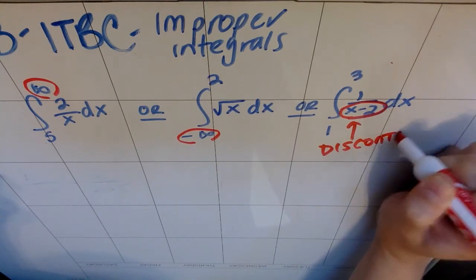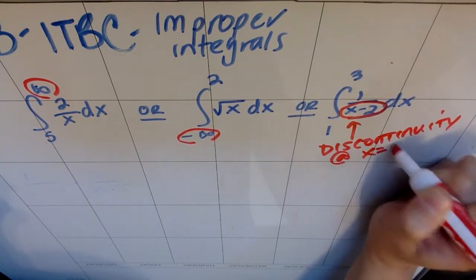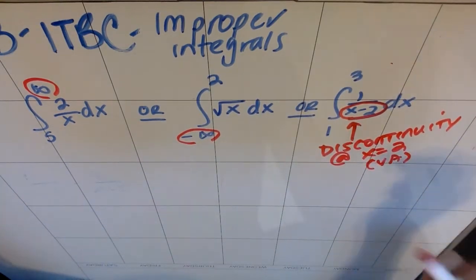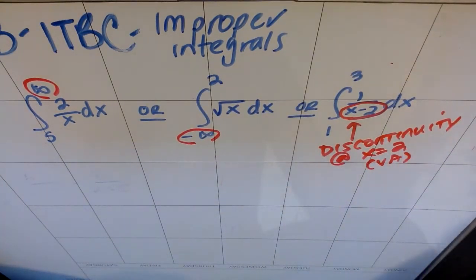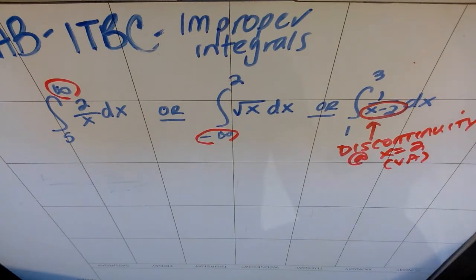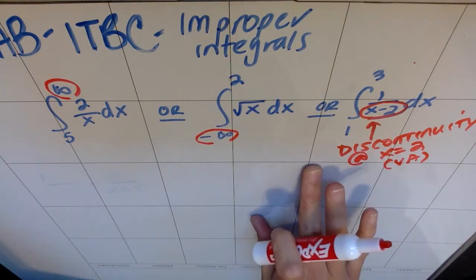Right, so discontinuity, spelling is hard. So this has a discontinuity at x equals 2 because it's got a vertical asymptote, right? And so if you were to integrate from 1 to 3, that's a problem because you're integrating around a discontinuity. So essentially, when we're talking about improper integrals, they look pretty much like normal integrals. You're just going to have one of two situations. Either one of your bounds is infinite, or you're integrating around a discontinuity, right?